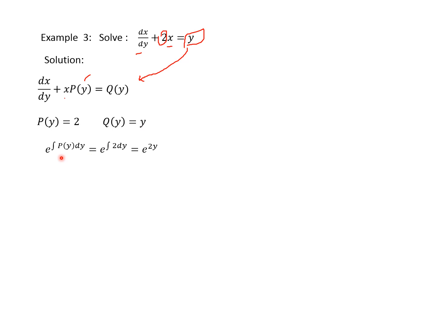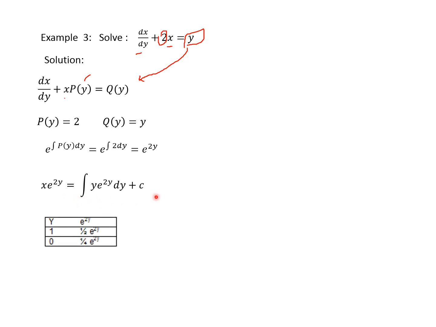The integrating factor is e to the integral of P(y) dy. That's the same as e to the integral of 2 dy, or e to the 2y. That's the integrating factor. Then our equation is, look at how this equation is formed: x times the integrating factor is equal to the integral of the function Q(y) times the integrating factor dy plus c. Now this term will involve integration by parts.